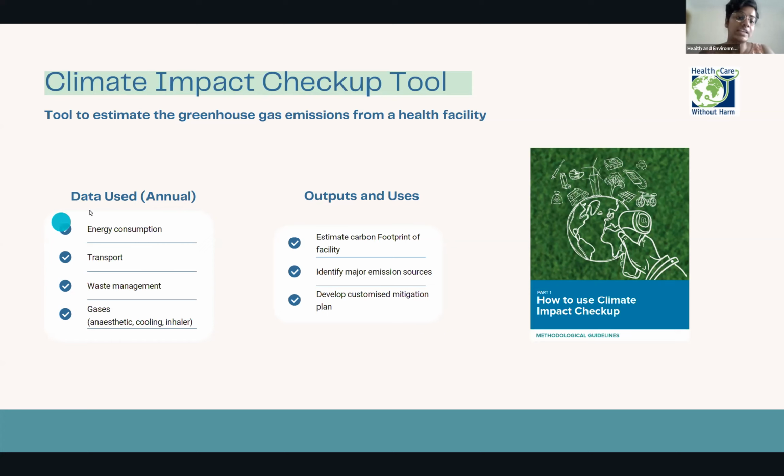This tool uses annual data on energy consumption from hospitals, transportation, waste management, as well as gases specific to the healthcare sector, such as anesthetic gases, inhalers, and other cooling gases. And what this tool provides is an estimate of the carbon footprint of the facility. It also helps to identify the major sources of emissions and provides information that can be used to develop a customized mitigation plan for the hospital on how to reduce greenhouse gases from the facility.